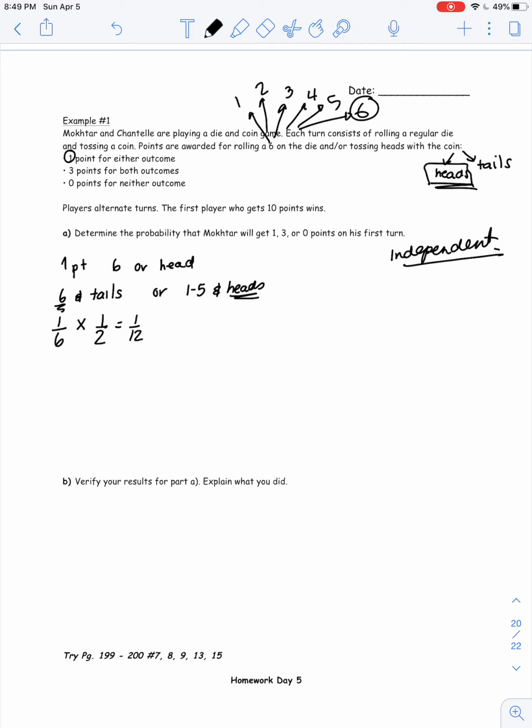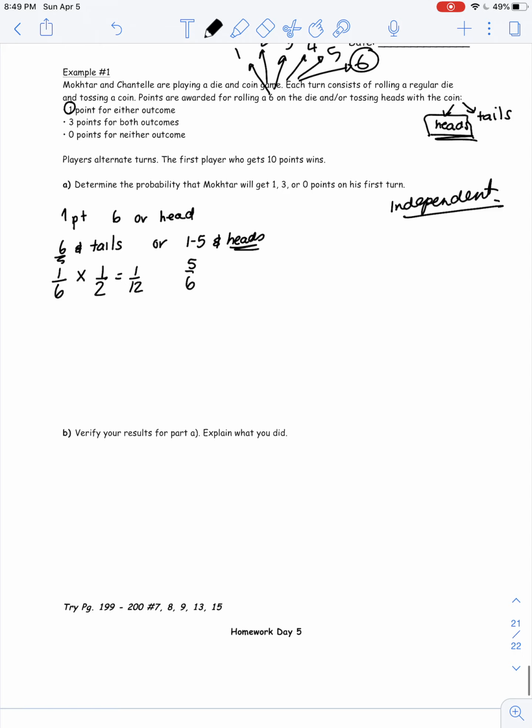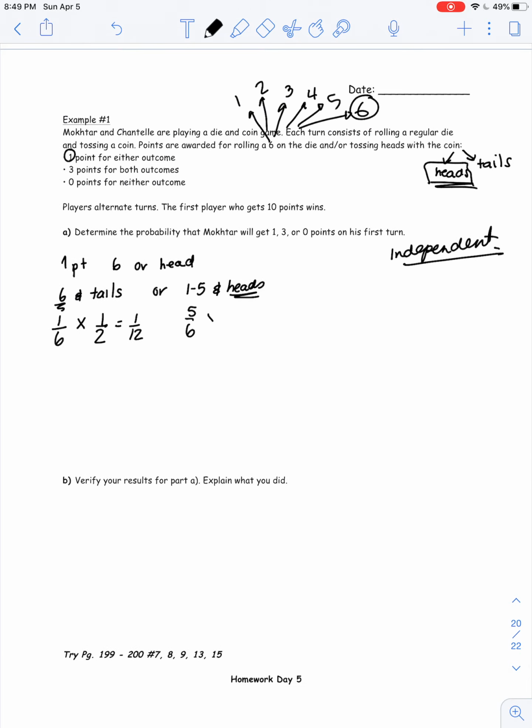Now we still need to figure out when we get a 1 to 5 and then a heads, because that can also give us 1 point. Well, there are 5 out of 6 times where you can get 1 to 5 out of a total of 6 different trials. And means multiplication. For heads, there's a 1 out of 2 chance that you're getting a head. So that gives us 5 out of 12. Now with the word or between them, we always add these answers. So that means we're going to have to do 1/12 plus 5 over 12. The bottom is the same. We always need common denominators when we add fractions. And then we add the tops, which gives us 6 over 12.